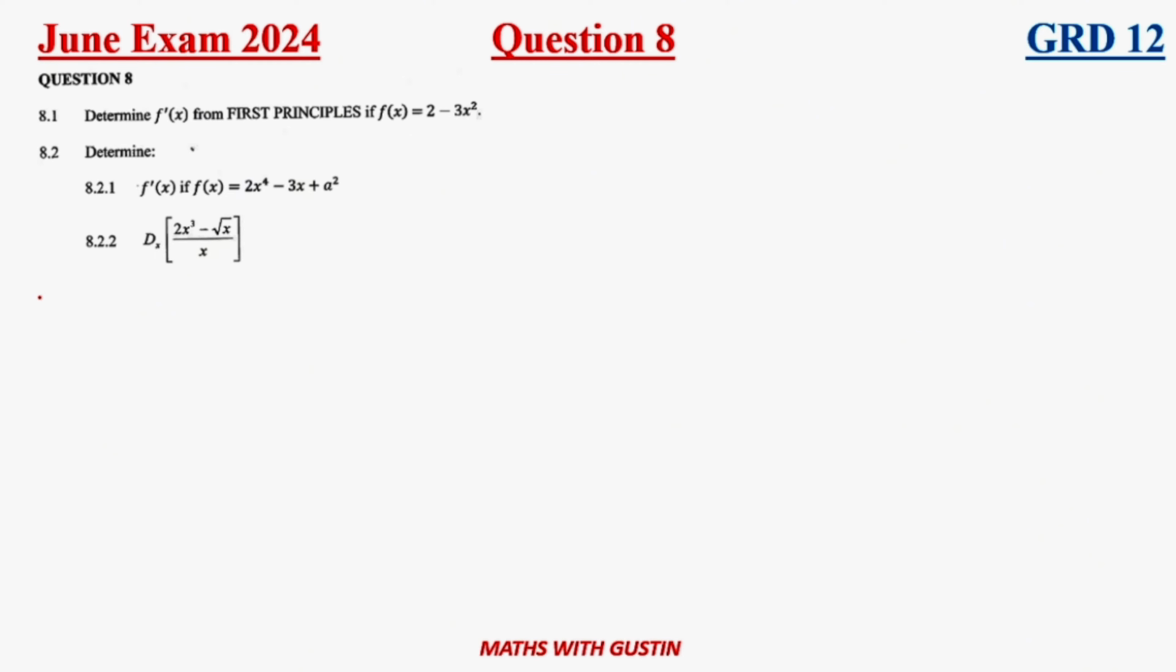We know from first principle that our equation is given by f prime x equals the limit as h approaches 0 of f of x plus h minus f of x, all over h. Okay, there you go. So now let's go ahead and solve this equation.